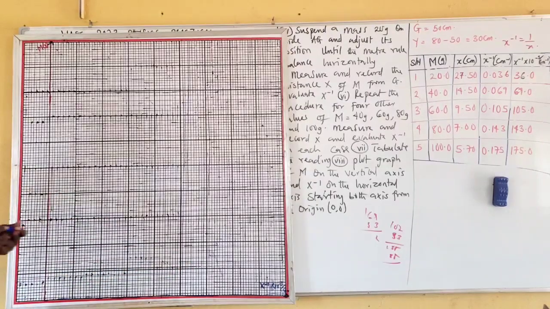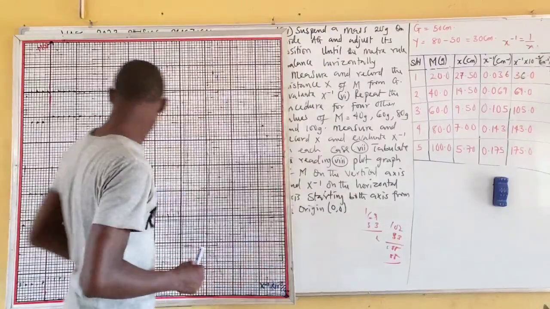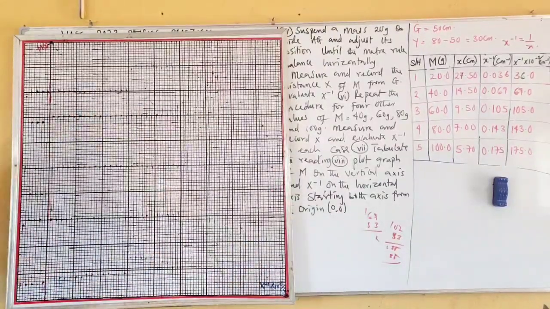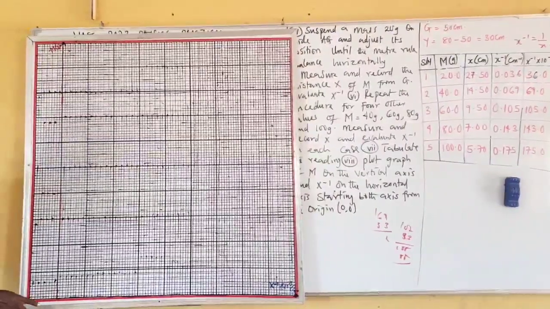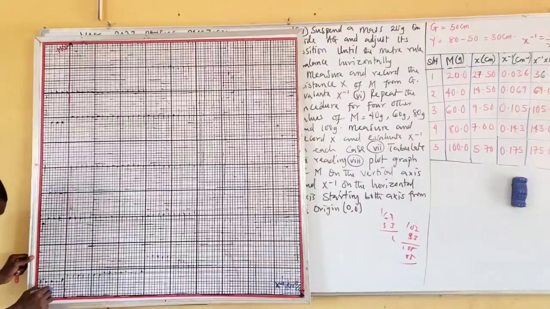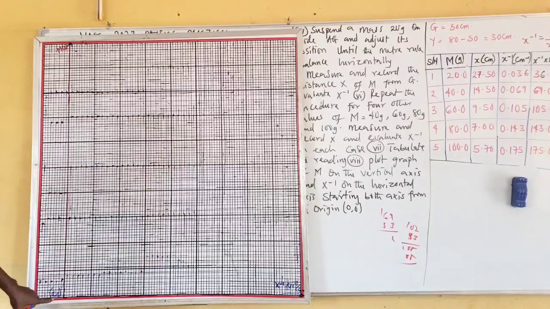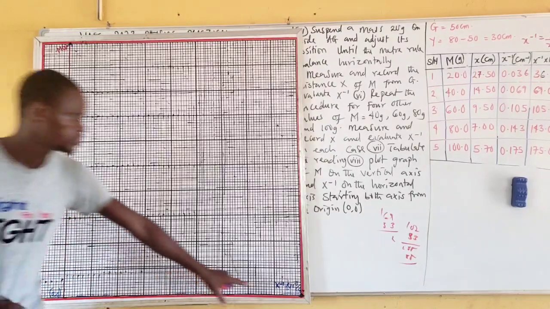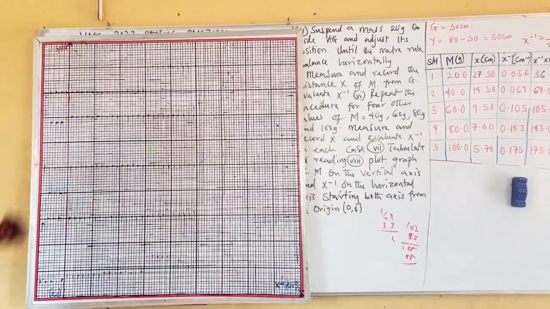Now, let's try to fish out the scale we are going to use. Which scale will we use here? Don't forget, if you have to plot your graph, please do not omit the origin. The origin given to us here is 0, 0. That is our origin, 0, 0. And we have the S inverse axis and the mass in gram axis.